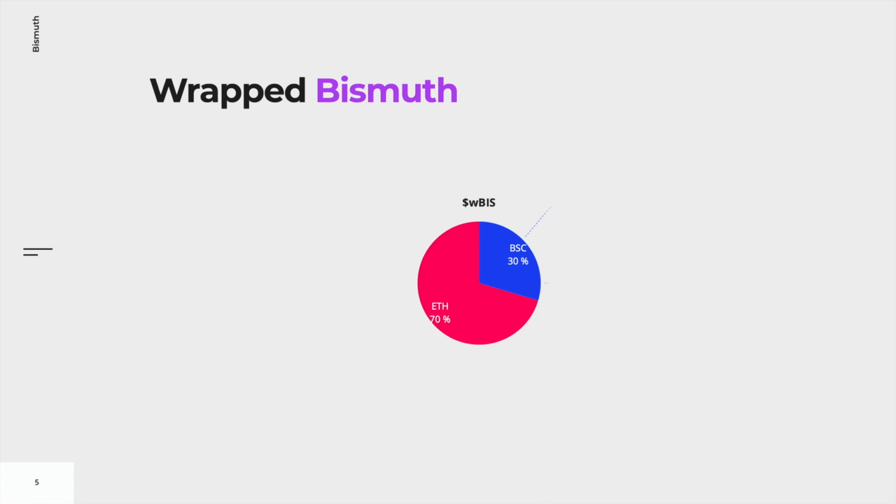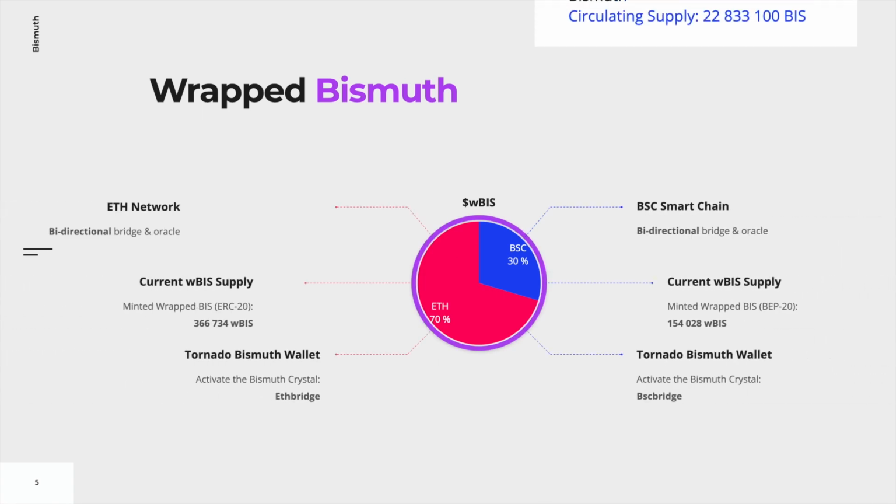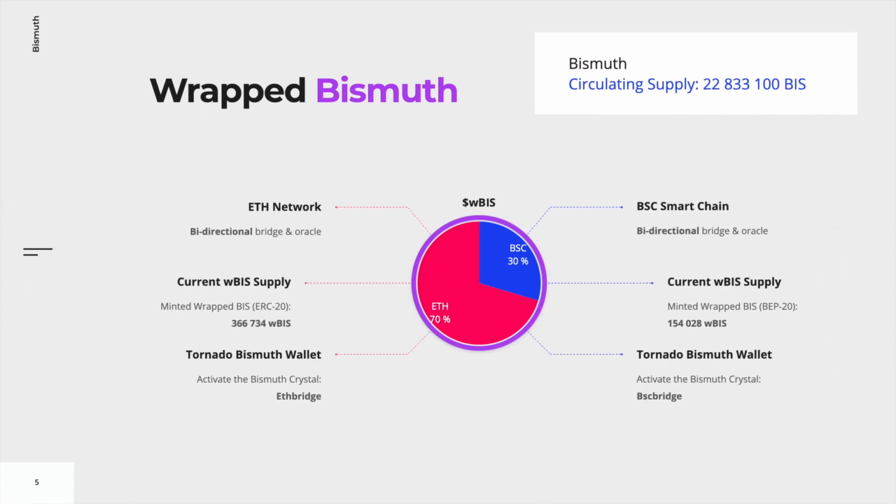With the release of wrapped Bismuth for the Ethereum network and for the Binance BSC smart chain, you're able to dive into the ecosystem of those networks. You should always keep in mind that minting and burning works for each of those networks separately. For example, it is not possible to send WBIS from the ETH chain directly to the BSC chain. First, you would need to use our bridge and oracle to burn WBIS, receive native BIS, and then mint again for the other external network you want to use WBIS for.